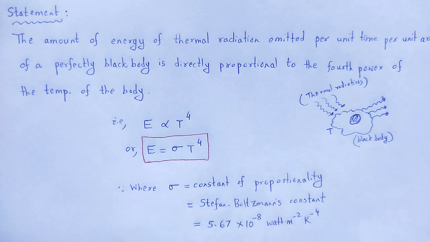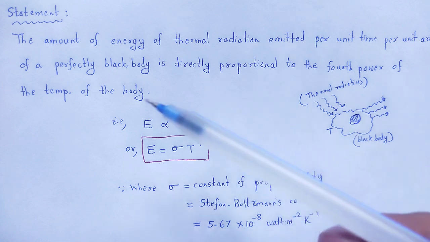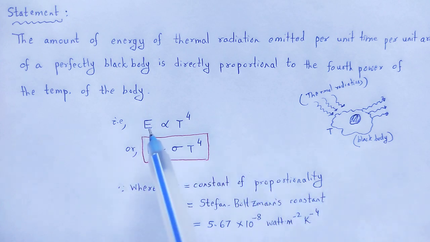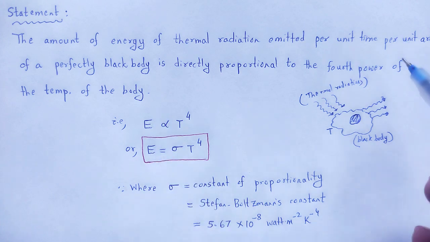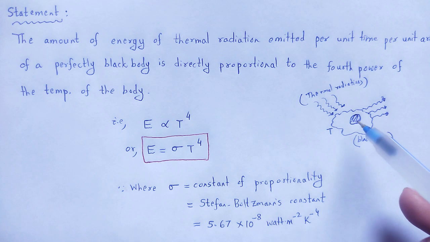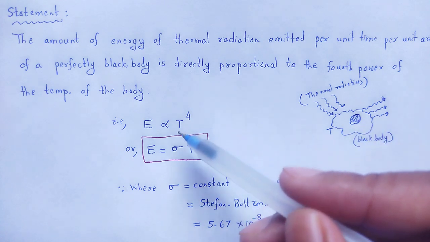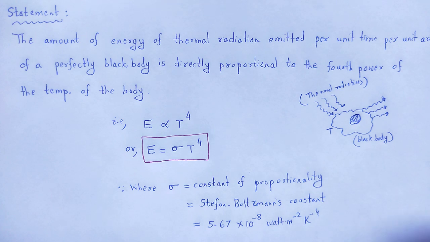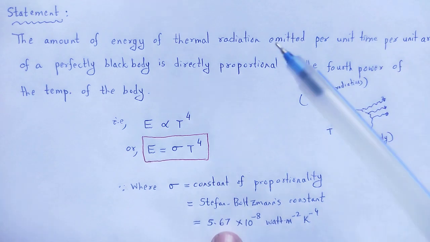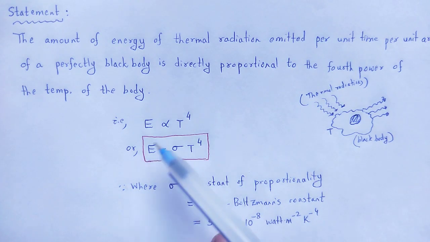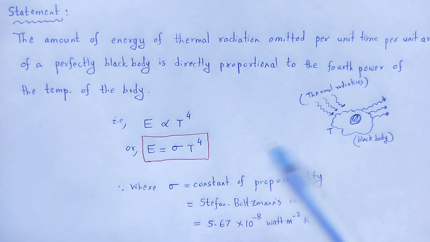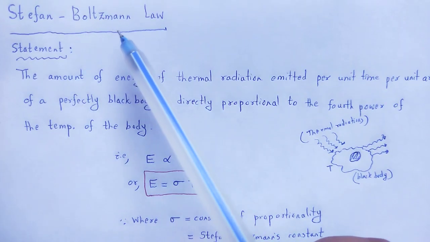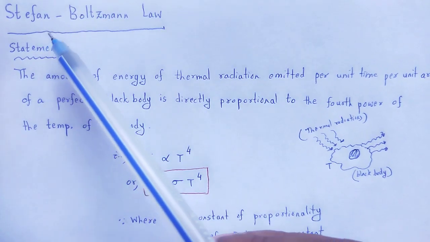It is an experimental law, meaning it was verified experimentally by the scientist Stefan. E, that is the amount of energy of thermal radiation emitted per unit time per unit area, is directly proportional to the fourth power of temperature. Later on, that law was thermodynamically verified by Boltzmann. Boltzmann was the student of Stefan.